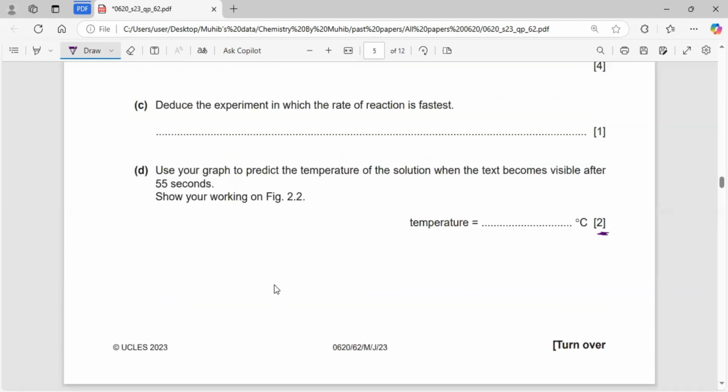So there are 2 marks for this question, right? One mark is for the working on the graph, basically the working that you are going to show on the graph at 55 seconds. And the next mark will be for writing the temperature over here. For example, let's assume any temperature, for example X degrees Celsius. 1 mark is for this one over here, and 1 mark is for the working that you are going to show on the graph, right?